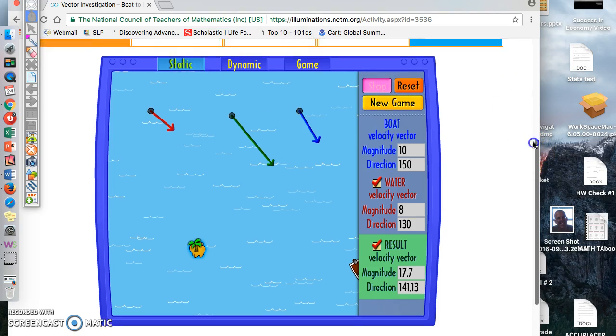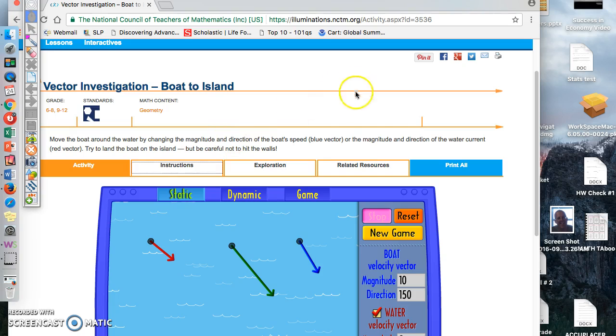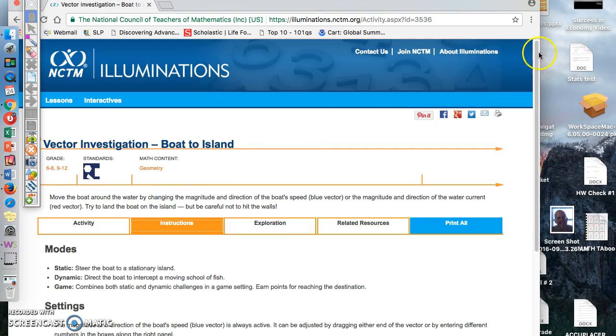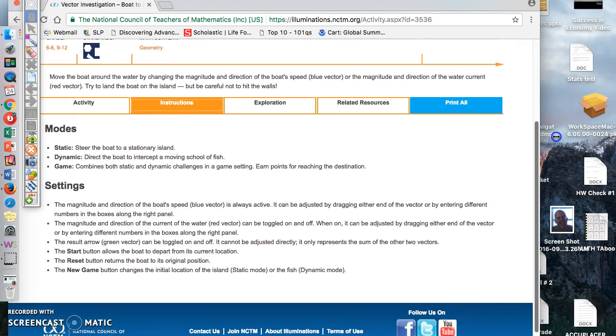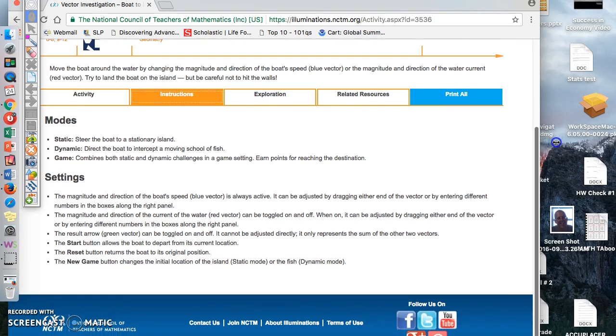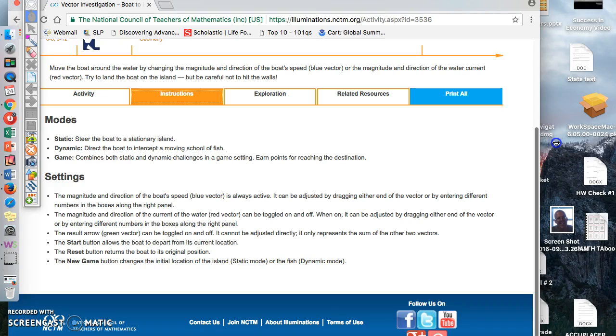So let's see, instructions. Static: steer the boat to an island. Dynamic: direct the boat to intercept a moving school of fish. And then you can combine it as well to earn points for your destination. So what we're going to do today is, let's see, what else does it say?